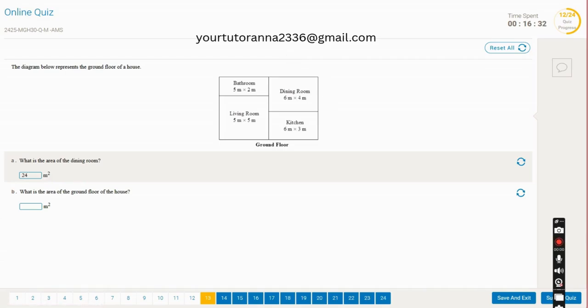Now, what is the area of the ground floor? Now remember, this is the longer side. So if it's 5 and 5, we're just going to put 5 here. It's a shorter side here, so what is a smaller number? 2. And then the longer side, we're going to put 5 in here. Again, this is the longer side, so 6 in here.